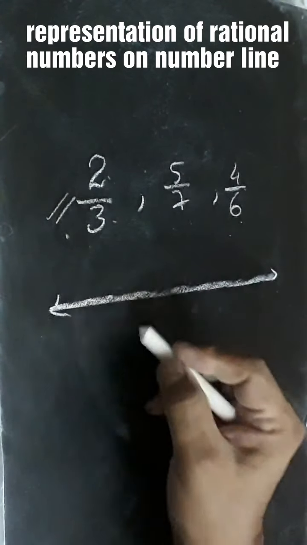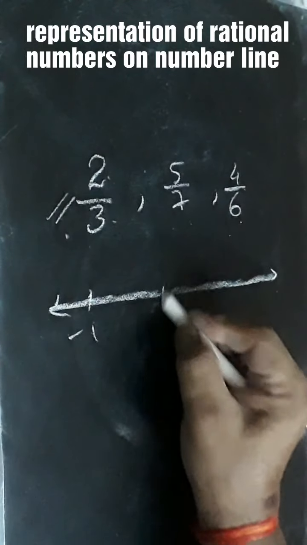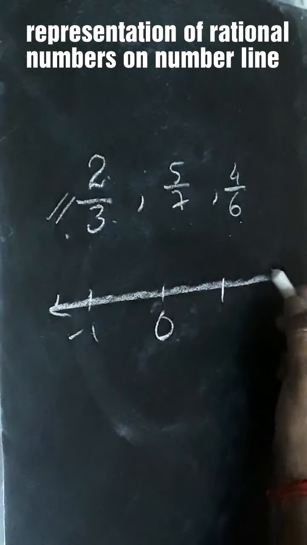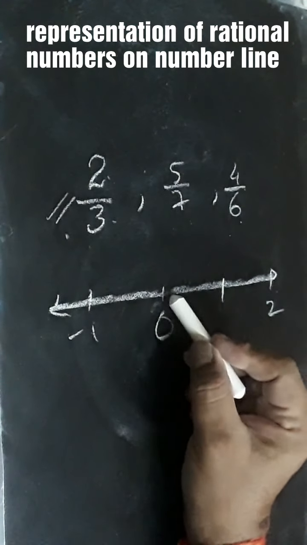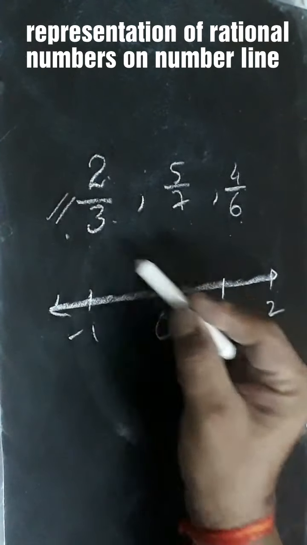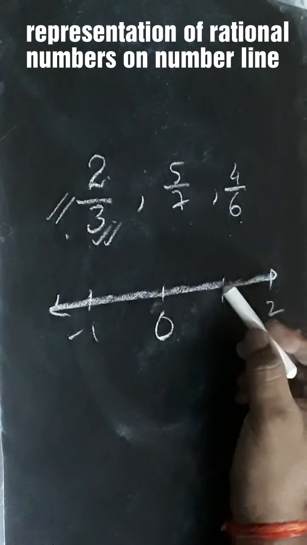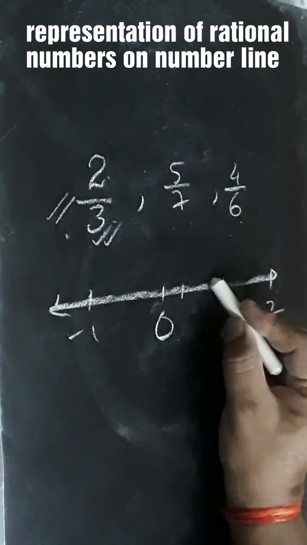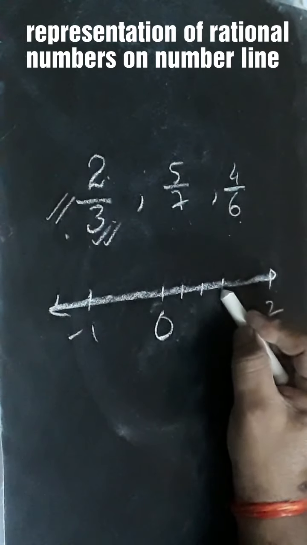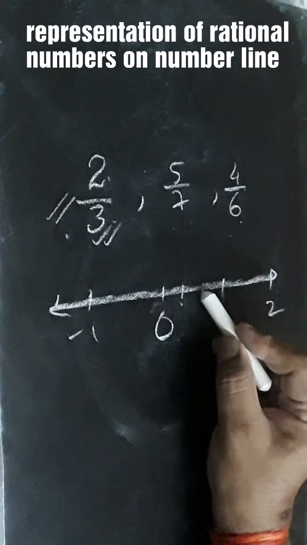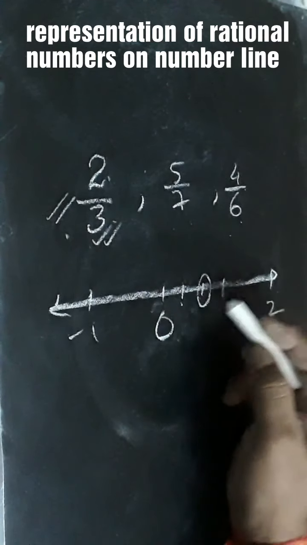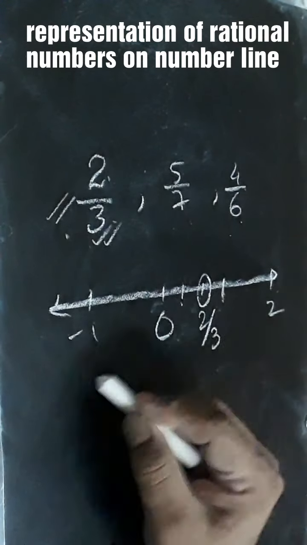This is a number line: -1, 0, 1, 2 and so on. We have to divide this 0 and 1 into 3 parts, including this 1, 2 and 3. We have numerator 2, so 1, 2. Therefore, this represents 2 by 3 on this number line.